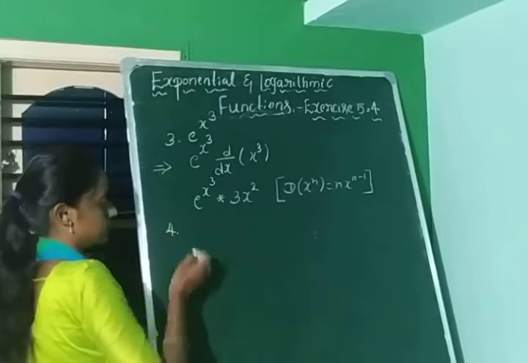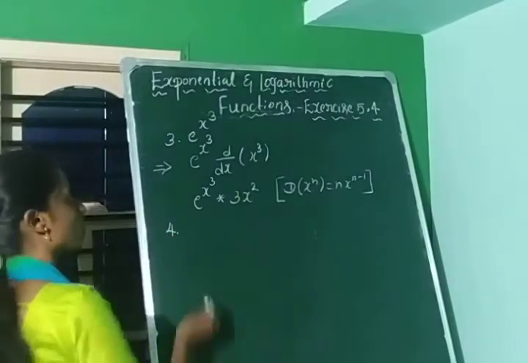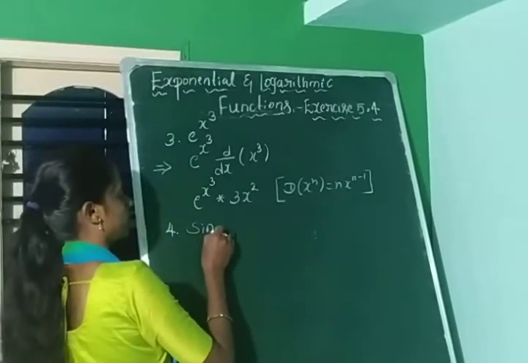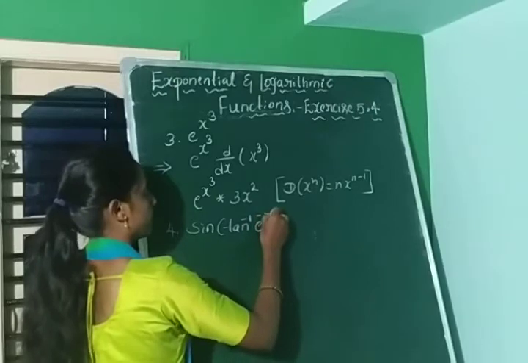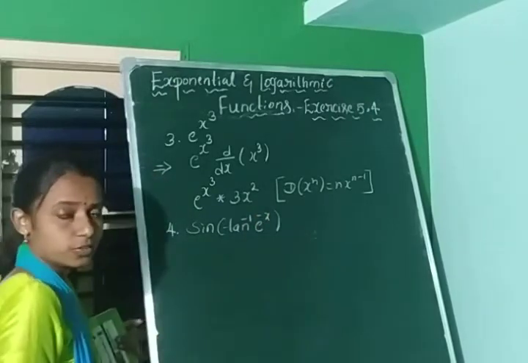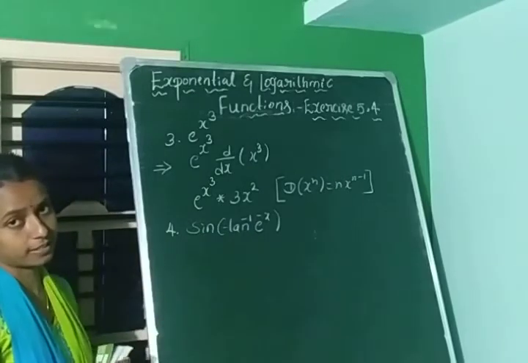So the fourth one is sine of tan inverse of e power minus x. Now we can consider this a composite function. Is it clear?